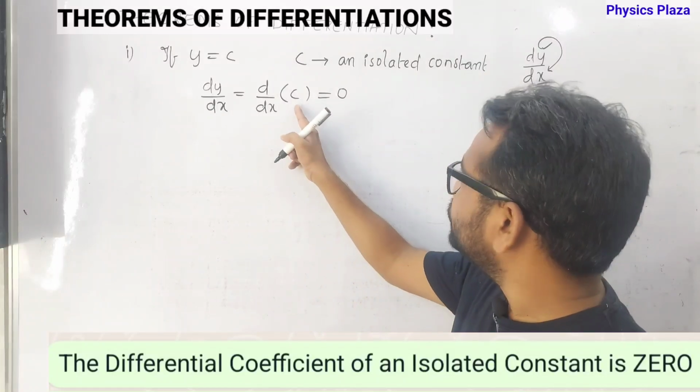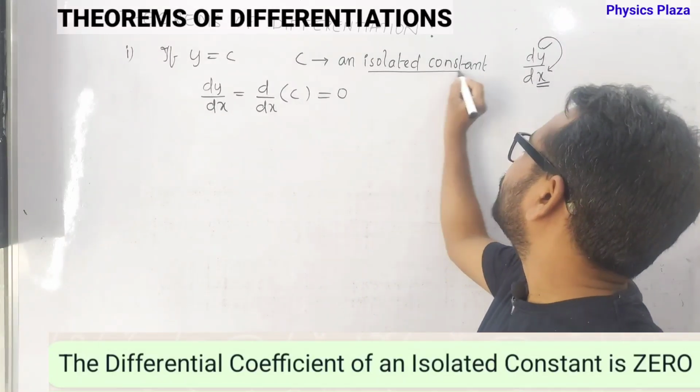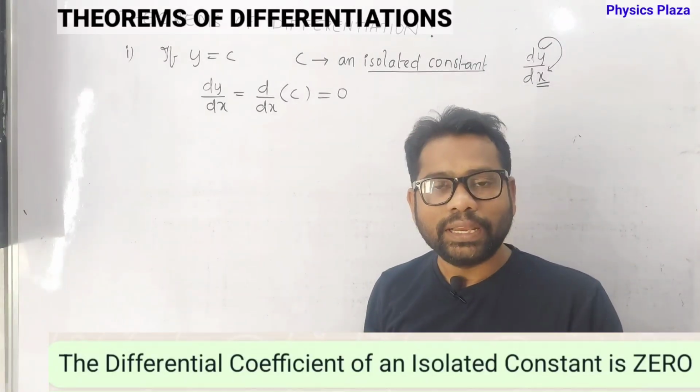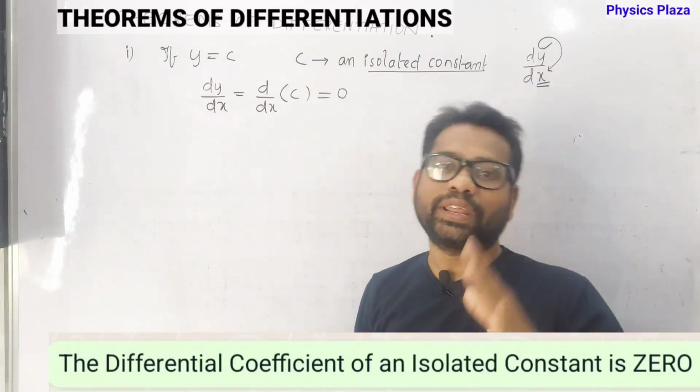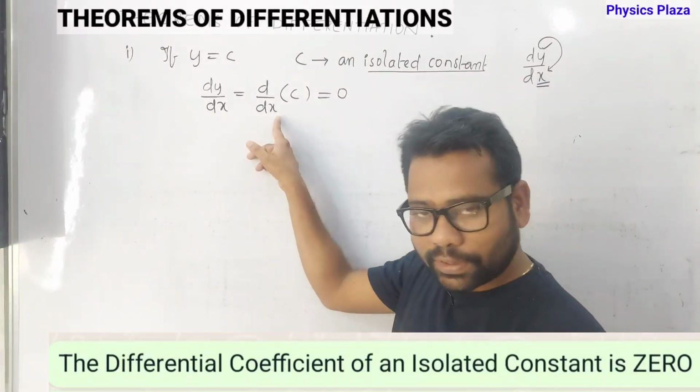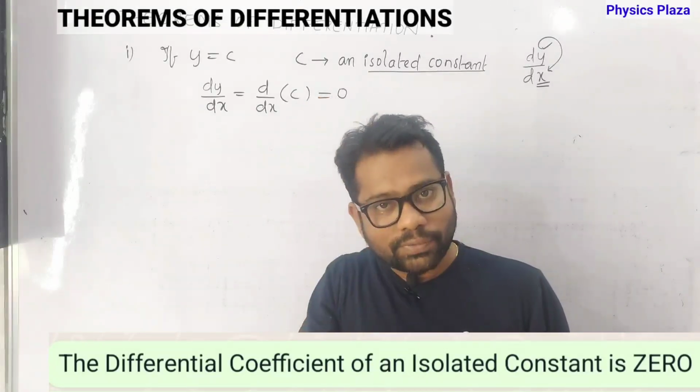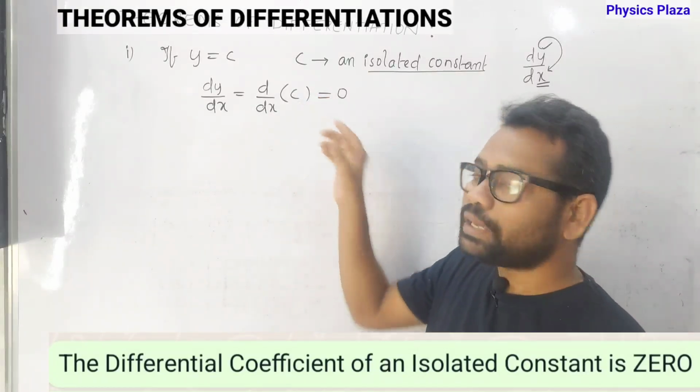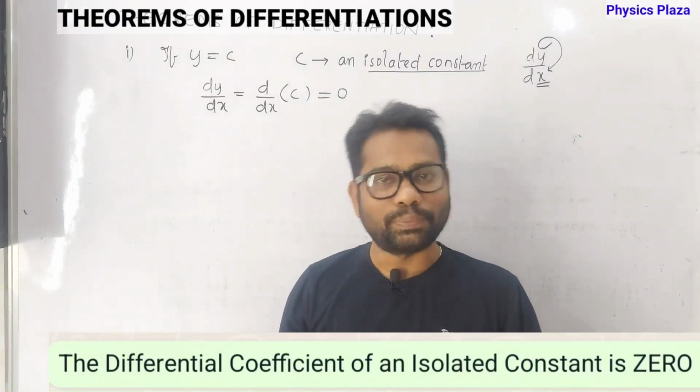But here, children, what is C? It is an isolated constant, which means it does not depend on any other variable. Though you can change the x value, or if you do not change the x value, nothing makes a difference in the C value. It's very, very important.